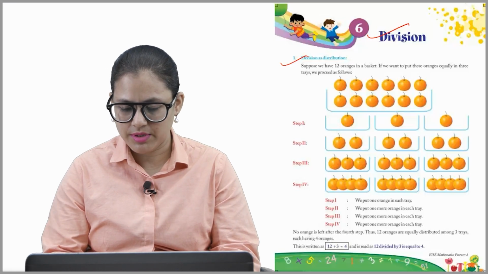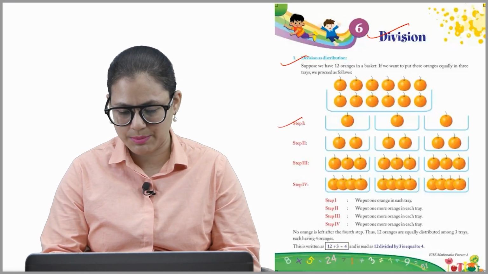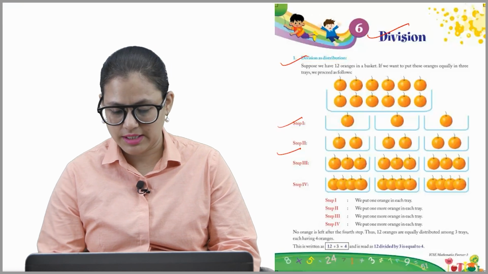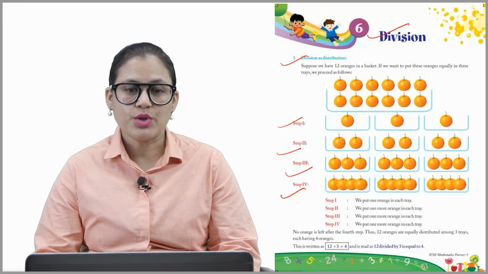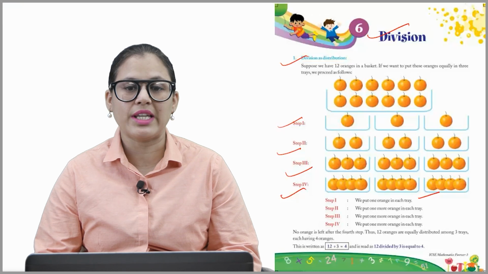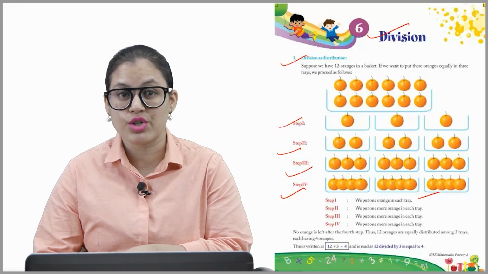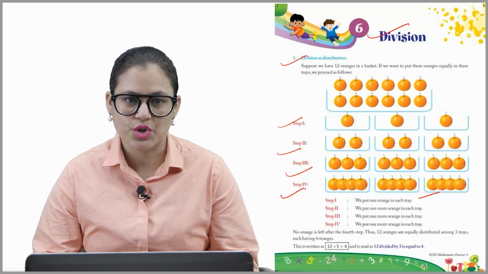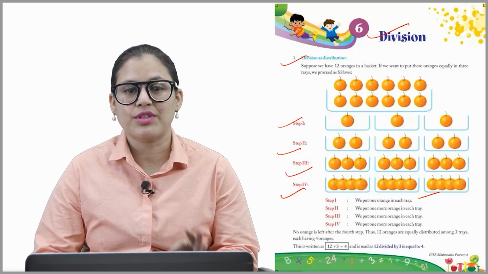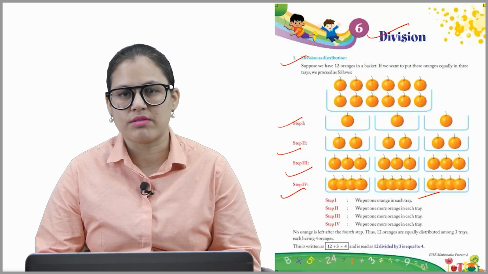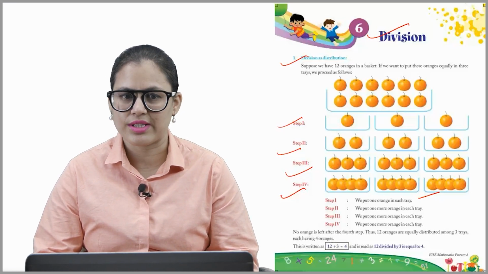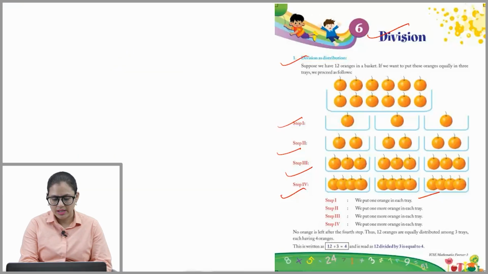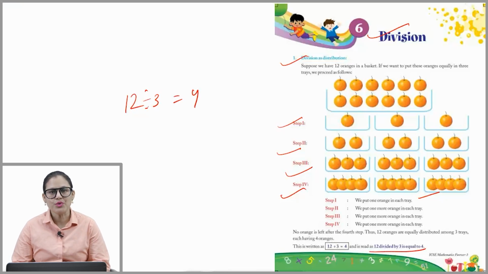See, this is the first step, 1 orange in each basket, step 2, then again 1 in each basket, then step 3, then this is step 4. So, step 1, we put 1 orange in each tray. Step 2, we put 1 more orange in each tray. Step 3, we put 1 more orange in each tray. And step 4, we put 1 more orange in each tray. No orange is left after the 4th step. Thus, 12 oranges are equally distributed among 3 trays, each having 4 oranges. This is written as 12 divided by 3 is equal to 4. And this is read as I told you, 12 divided by 3 is equal to 4.